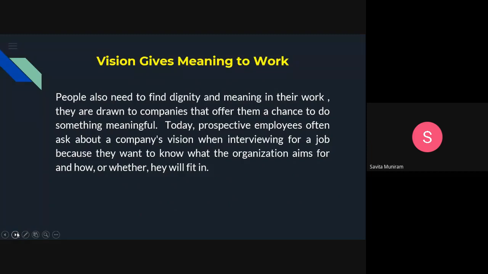People also need to find dignity and meaning in their work. They are drawn to companies that offer them a chance to do something meaningful. Today, prospective employees often ask about a company's vision when interviewing for a job because they want to know what the organization aims for and whether they will fit in. And I think that is a question people should really ask. I have never been in an interview where I asked the interviewer that, but I think from now on I will, because you really need to not just get a job, but realize if it's a really good fit for what their level of integrity is.